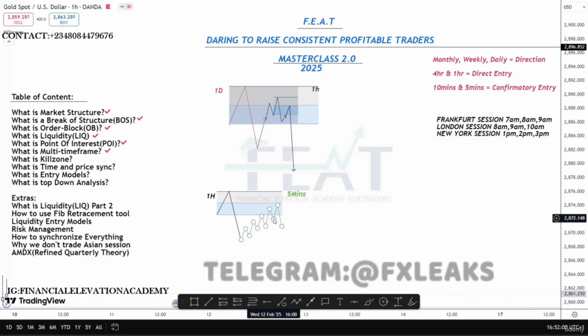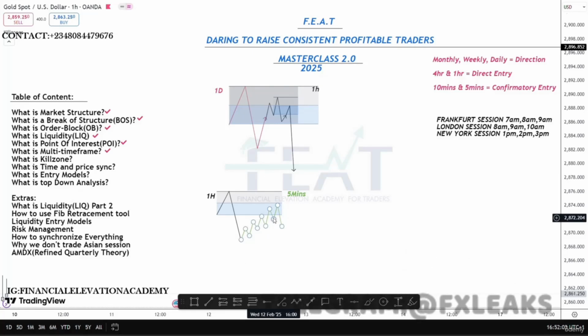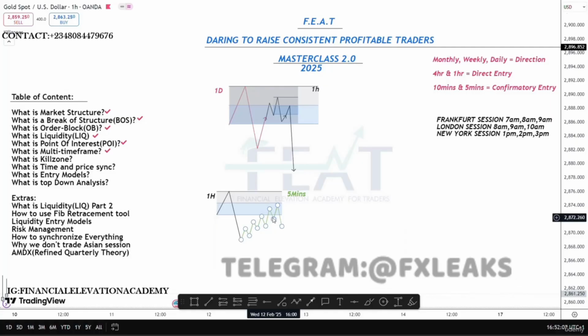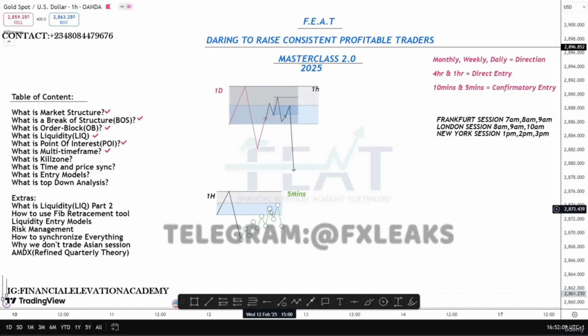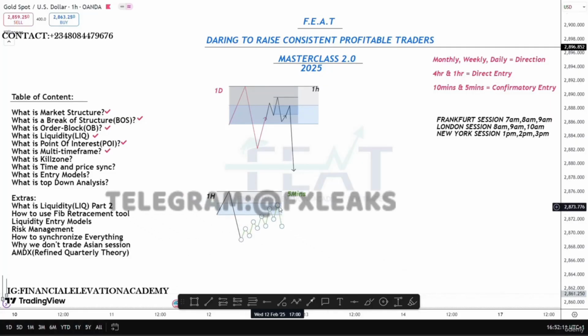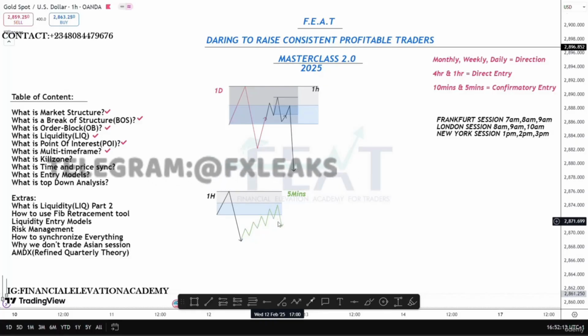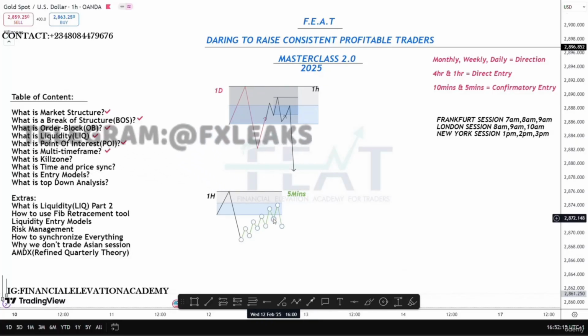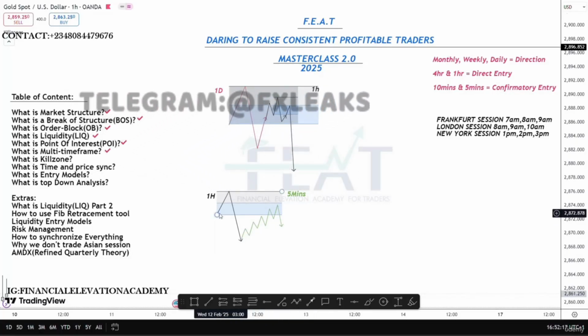Inside. The reason I use this one in particular is because sometimes a lot of people will tell you, because this break of structure did not happen inside this 1 hour order block, they are not taking it. As far as it swept into it, and then you saw this break of structure happen, it's likely that it has done what it wants to do, because don't forget, this is also POI1.